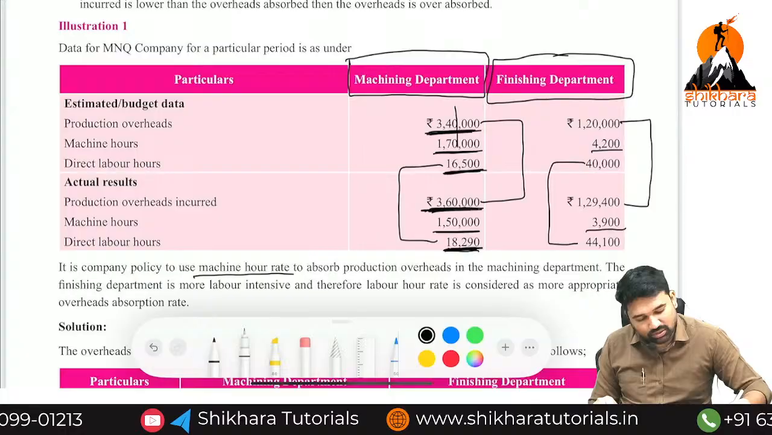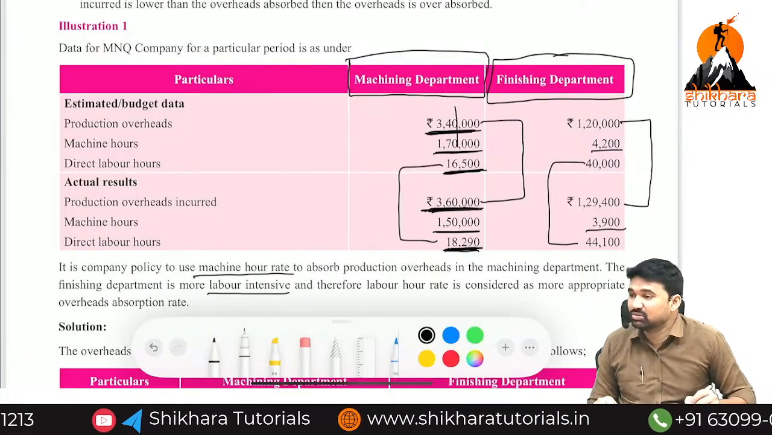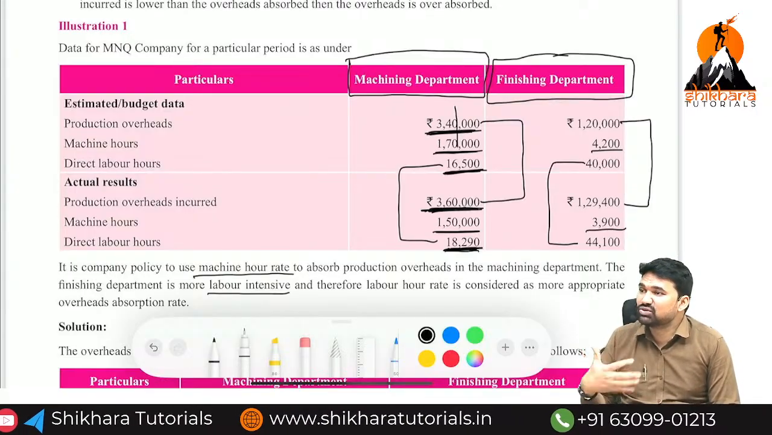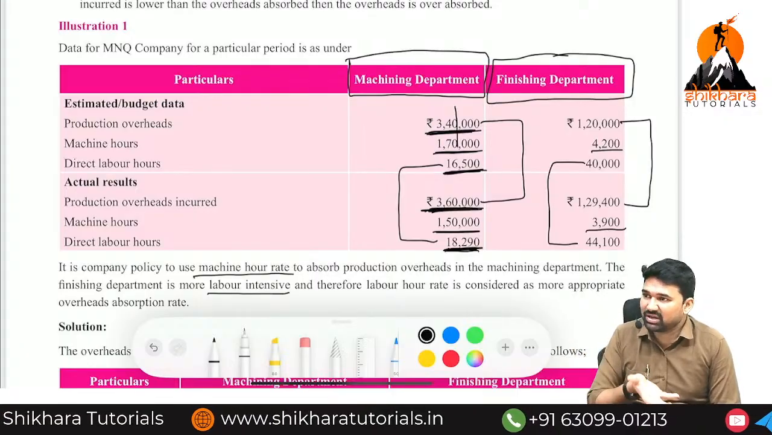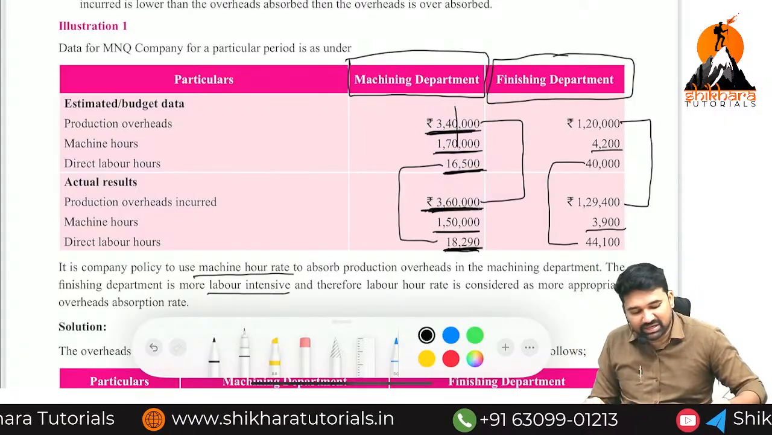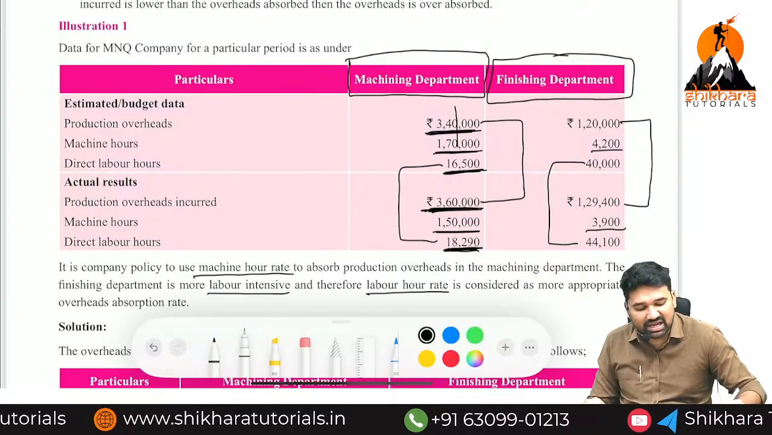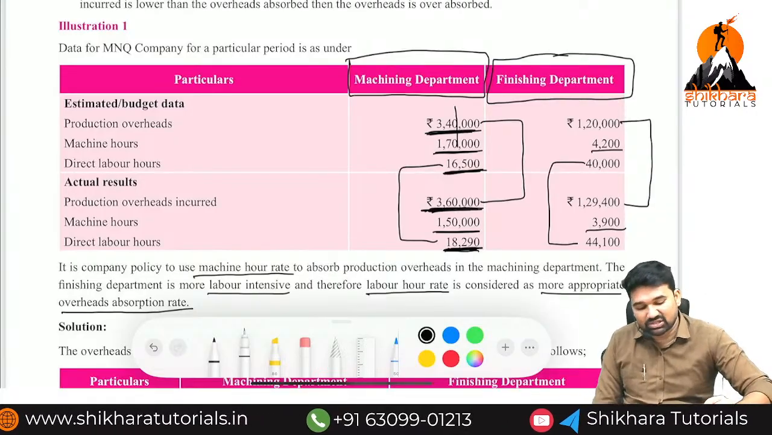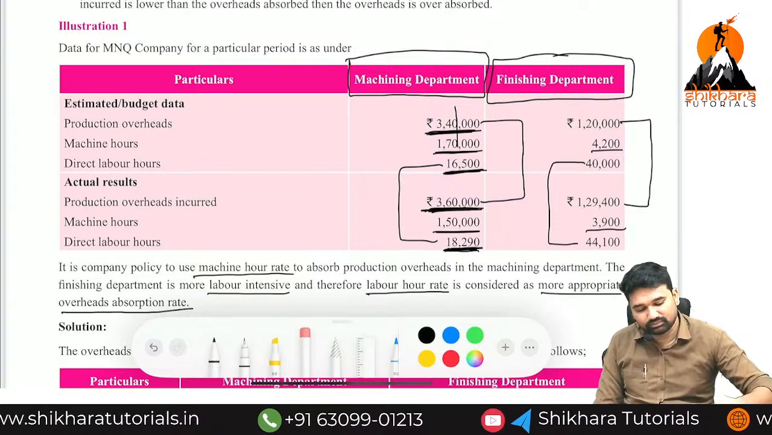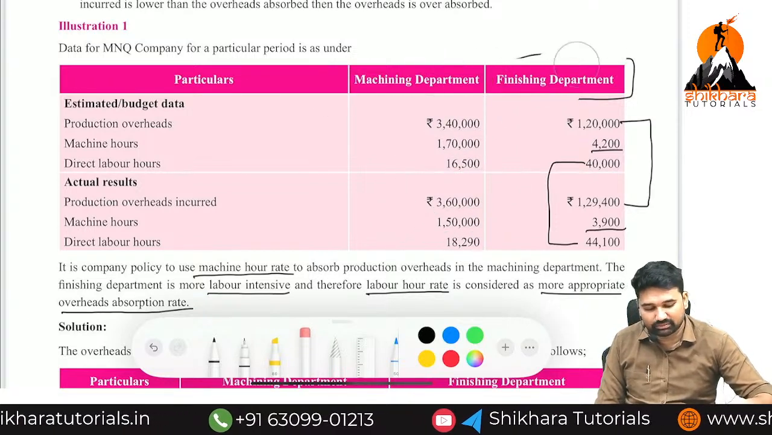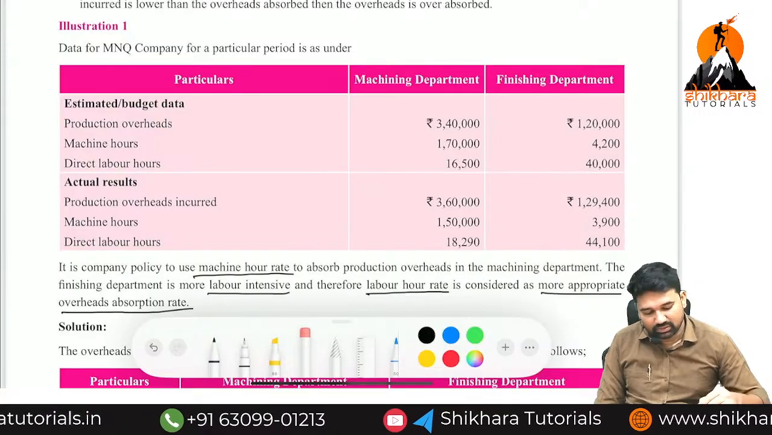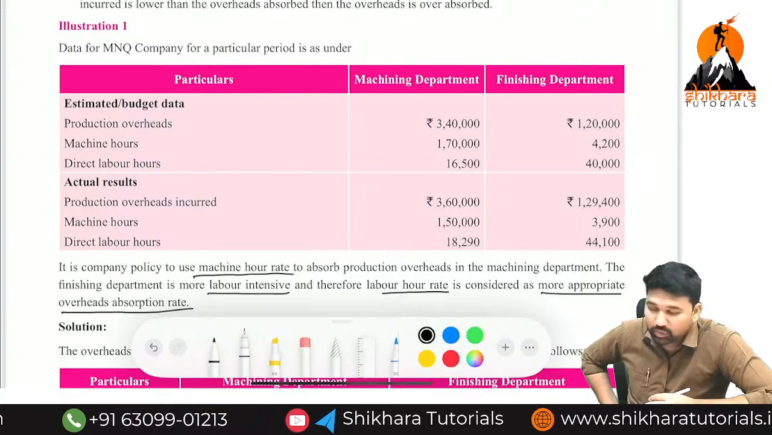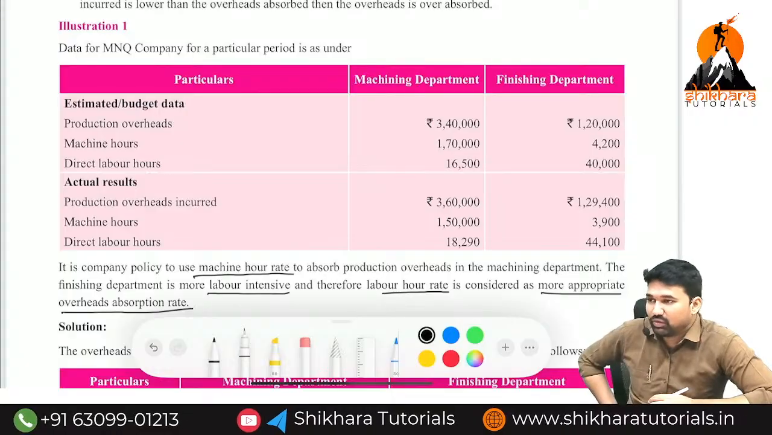Labor intensive. So the finishing department is more labor intensive. Labor intensive means a large number of workers are working in that company. Therefore labor hour rate is considered as the more appropriate overhead absorption rate. It means in the machining department, you should consider machine hours to charge the overheads, whereas in the finishing department, you have to follow labor hours.